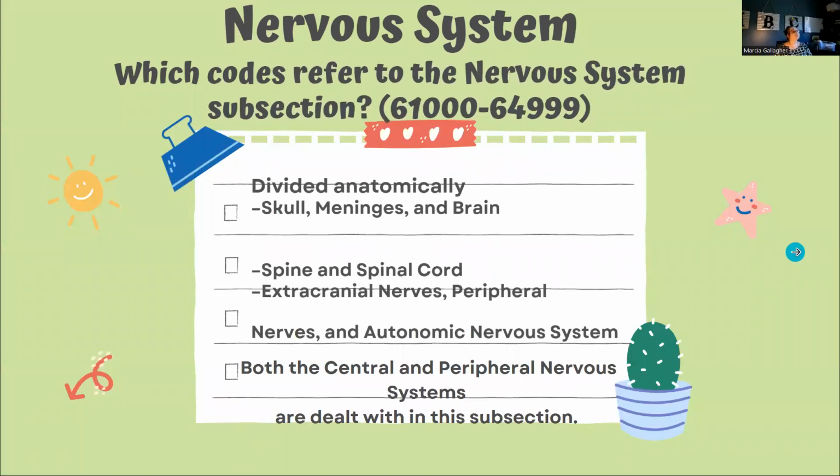Melinda's here. Okay, now we're going to move into the nervous system, which is your CPT code range, 61000 through 64999. It's divided anatomically, for example, the skull, meninges and brain, spine and spinal cord, extracranial nerves and peripheral nerves, autonomic nervous system. Both the central and the peripheral nervous system are dealt with in this subsection.